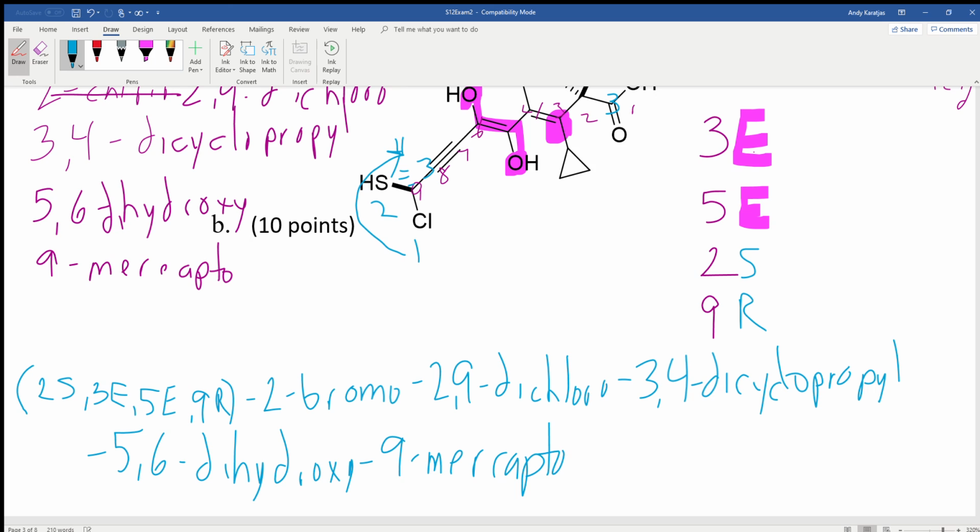and finally our parent name, nona. Alkenes come first, so it's 3,5-diene. Next is the alkyne, 7-yne, and then finally the carboxylic acid. And because the carboxylic acid is always carbon number 1, we don't need a number, so we can just end with oic acid.